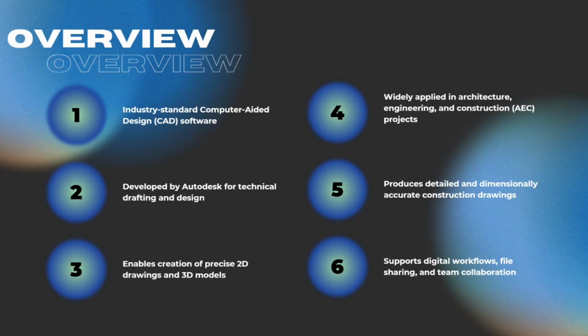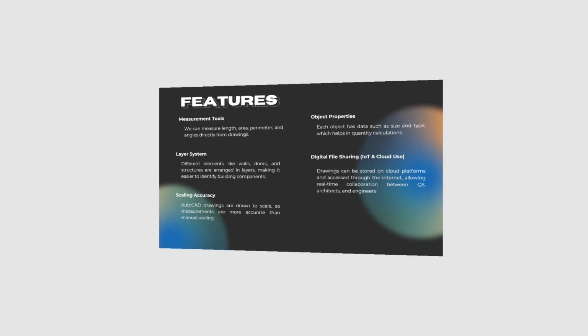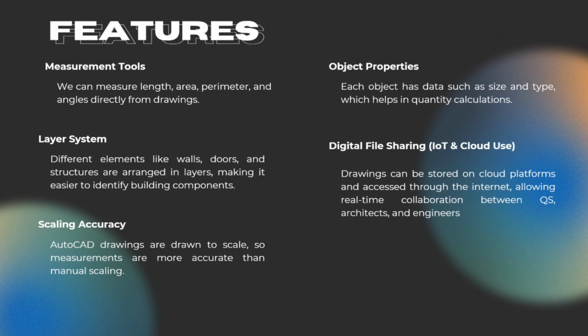For the overview, AutoCAD is digital drafting software that allows users to create building plans, elevations, sections, and structural drawings with precise dimensions. It replaces manual drafting and improves drawing accuracy. For quantity surveyors, AutoCAD is useful because it allows measurement directly from the drawing. It also supports file sharing through the internet and cloud system, which helps the project team work together using the latest updated drawings. Now, I will explain the main features of AutoCAD that are useful in quantity surveying practice.